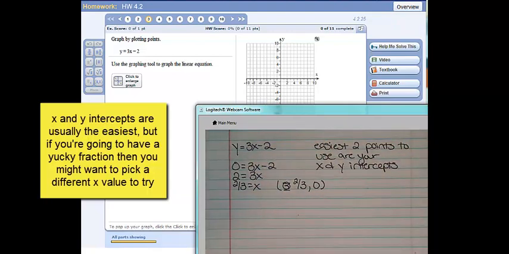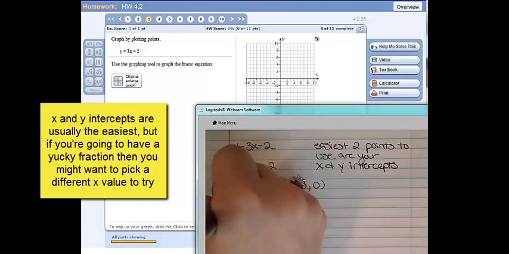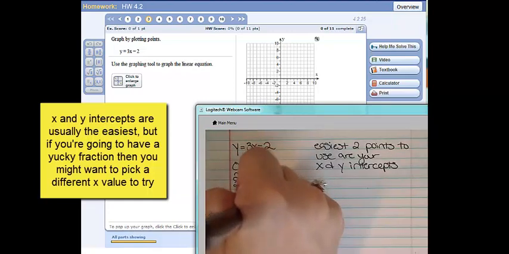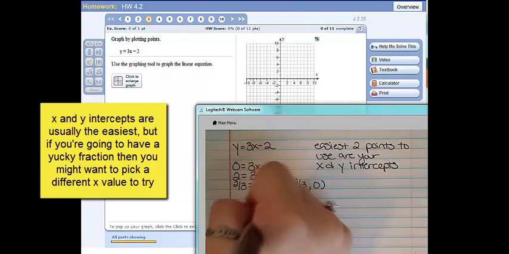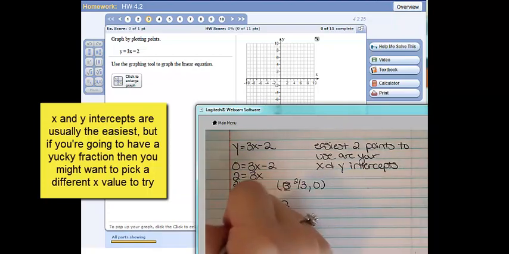So I get 2/3 over 0 equals my first point. So now I'm going to let 0 equal my x value. So I get y equals 3 times 0 minus 2. So y equals -2. That would be 0, -2.